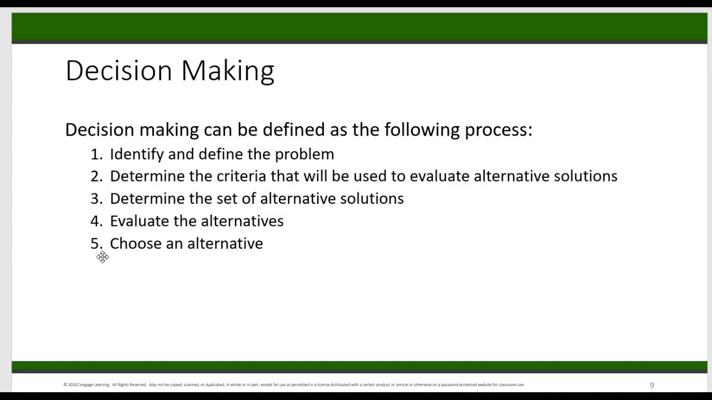Then you have obviously that set of options that you need to decide between. These are your alternative solutions. Fourth is evaluating each alternative based on the criteria that we determined in step number 2. And then finally, selecting an alternative which we think makes the most sense based on the criteria, again, that has been defined in step 2.